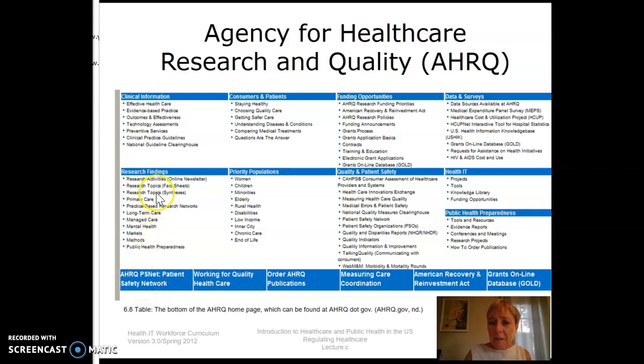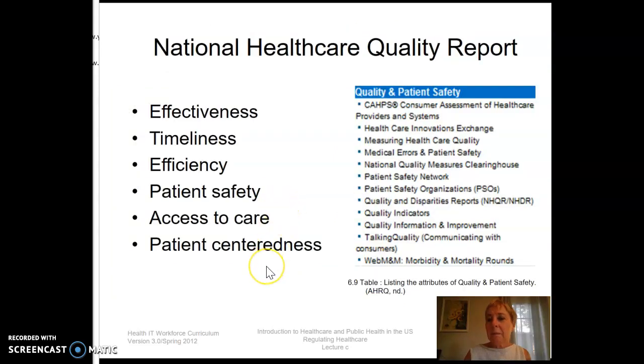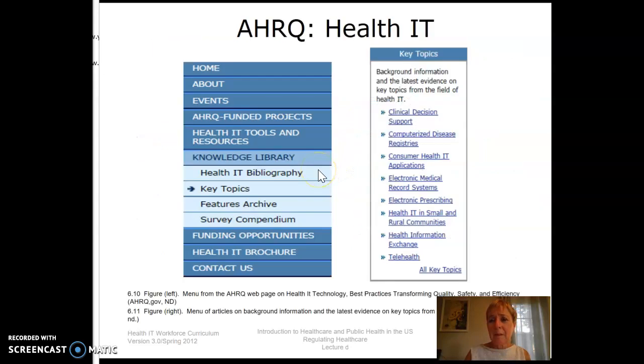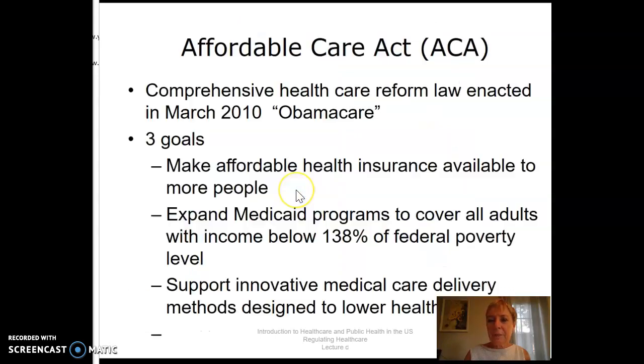But if you look, here's just a snippet about what they do. Research findings, effective health care, staying healthy, quality and patient safety network, patient errors and patient safety. They publish a National Healthcare Quality Report. This is a snippet of one of the reports that they do. They also go into health IT, and they talk about different systems like electronic medical records, health information exchange.